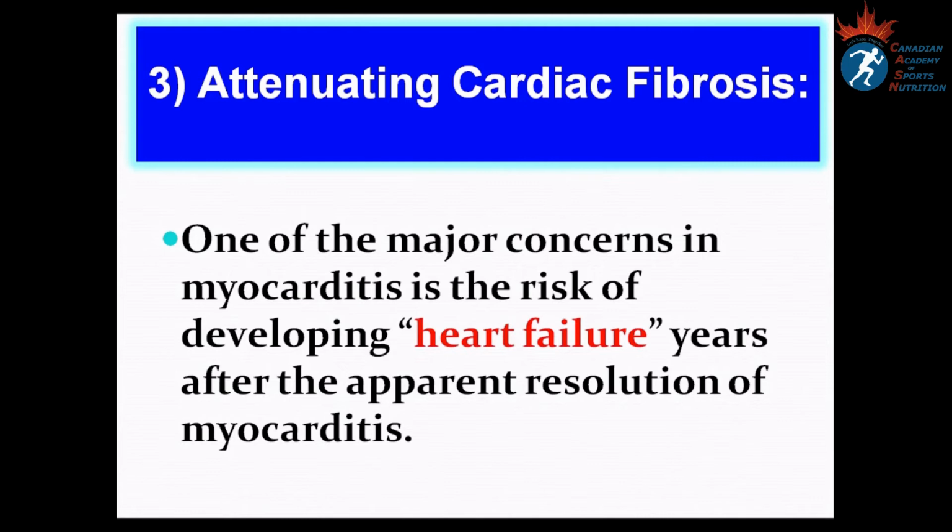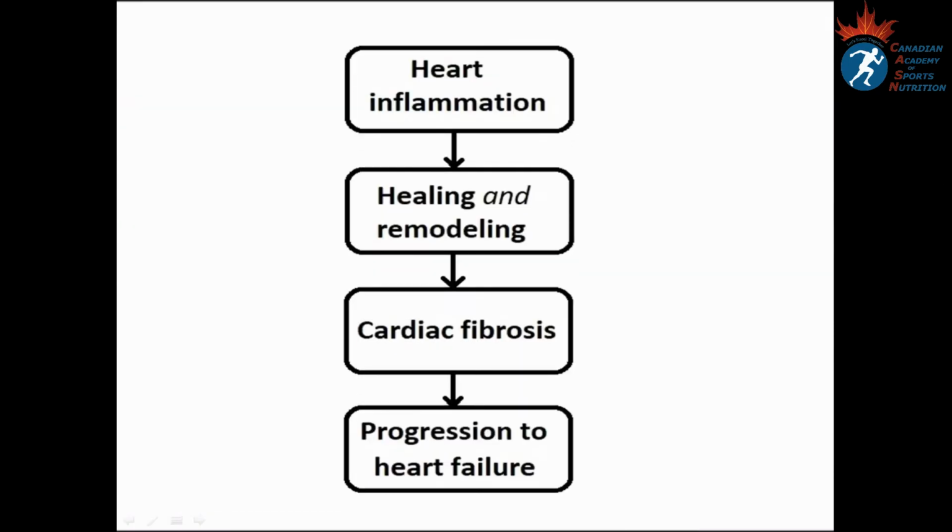Attenuating cardiac fibrosis. This is the area number 3 that we can interfere with to help someone with myocarditis. One of the major concerns in myocarditis is the risk of developing heart failure years after the apparent resolution of myocarditis. When someone develops heart inflammation, the heart will go through healing and remodeling phases, which can leave behind some cardiac fibrosis. And unfortunately, cardiac fibrosis can progress to heart failure in the future.